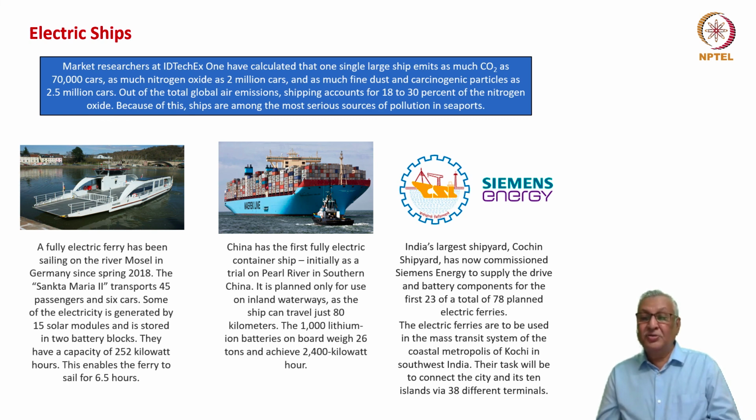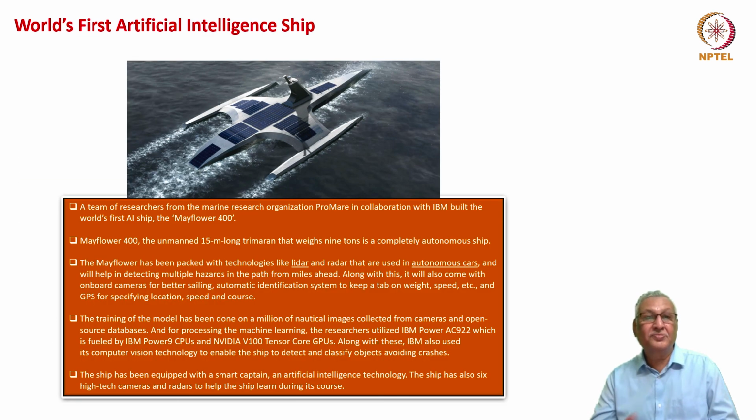India's largest shipyard, Cochin Shipyard, has now commissioned Siemens Energy to supply the drive and battery components for the first 23 of a total of 78 planned electric ferries. The electric ferries are to be used in the mass transport system of the coastal metropolis of Kochi in southwest India. Their task will be to connect the city and its 10 islands via 38 different terminals. India, therefore, is also taking great strides in the field of electric ships.